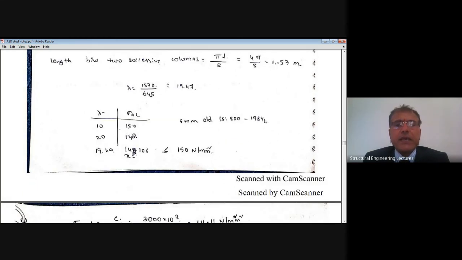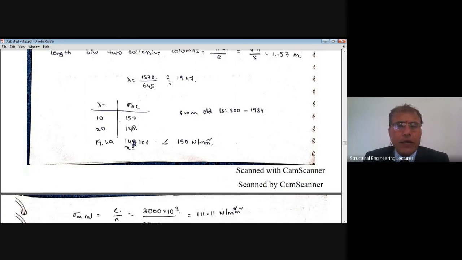But from IS 800 1984, for Fy equal to 250, what are the permissible axial compressive stress sigma AC or FAC? For a slenderness ratio of 10, it is 150 MPa. For lambda equal to 20, it is 148. Hence, now I'll interpolate for 19.47. It works out around 148.106 MPa, which is less than the permissible value, 0.6 Fy, which is 150. 0.6 multiplied by 250 is equal to 150.